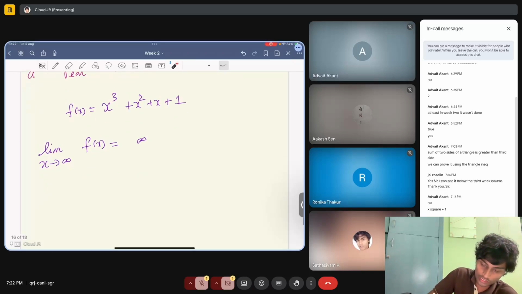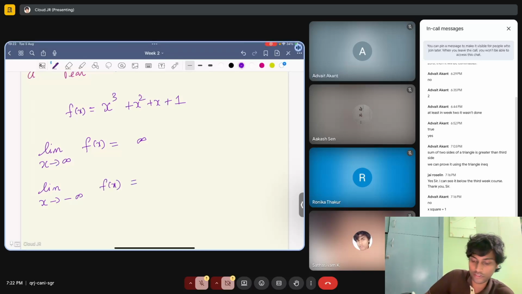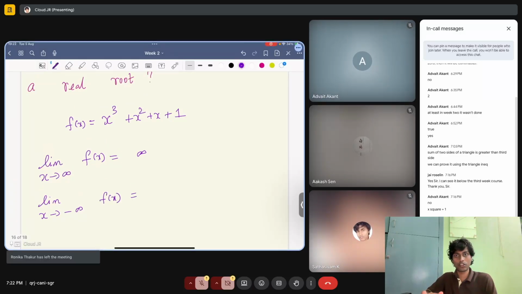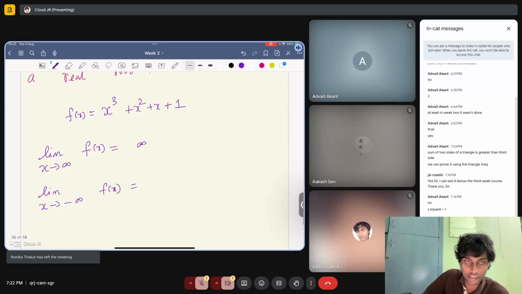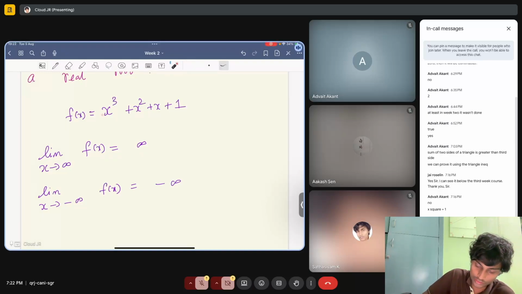Okay? But on the other hand, if you look at the limit as x goes to minus infinity of f of x, now what happens? If you look at x tends to minus infinity, f of x goes to minus infinity, because what happens here is the x cube term. See, this is the odd term, right? So what is x cube when x is negative? Let's say you look at minus 1 cube. Minus 1 cube is nothing but minus of 1 cube. Or let's say I take minus 2 cube. This is nothing but minus of 2 cube.